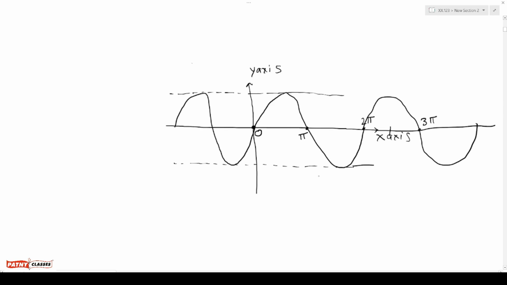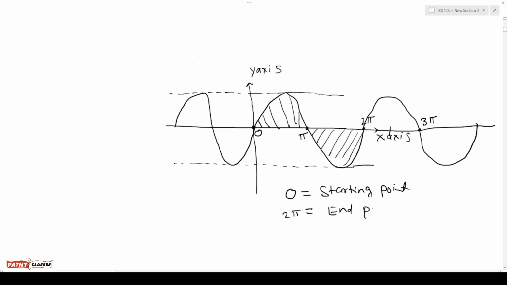We need to find the average value. Today we are going to learn how to find the average value. This is the single cycle, and we are going to bother only about one basic cycle, not whether it is on the left side or right side. This basic cycle starts from 0, the starting point, and 2 pi is the end point. So one cycle moves from 0 to 2 pi.